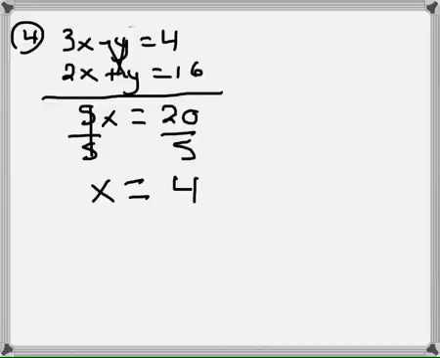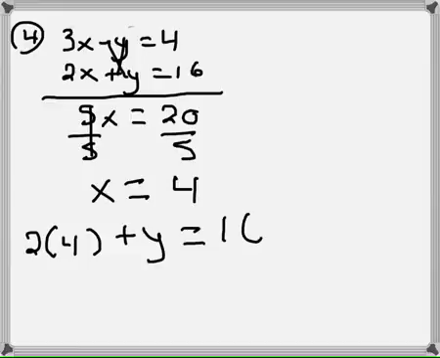4. So now I have to put this 4 back into either one of these two equations and solve for y. I'm going to put it into this equation. So 2 parentheses, I don't write down the x, I write the 4 because that's what x is, times 4 plus y equals 16. Do the math. This means multiply. 8 plus y equals 16.